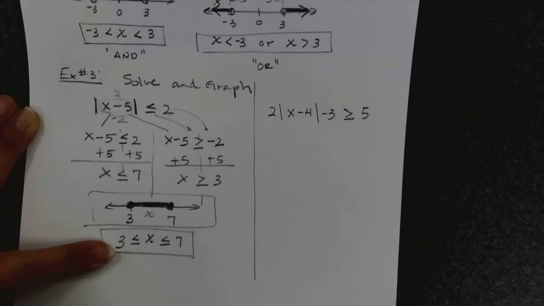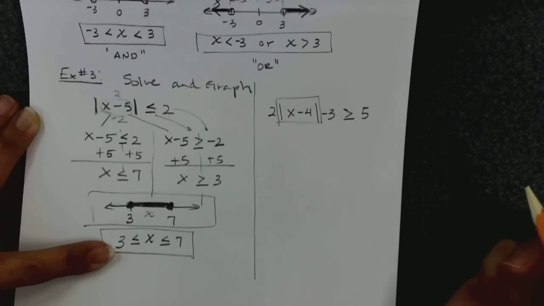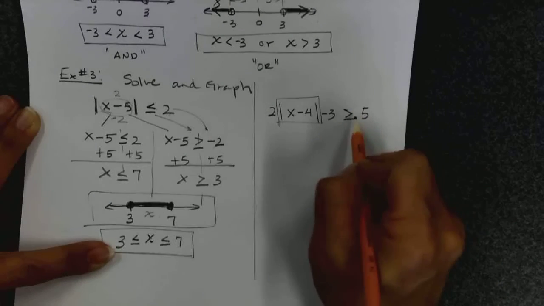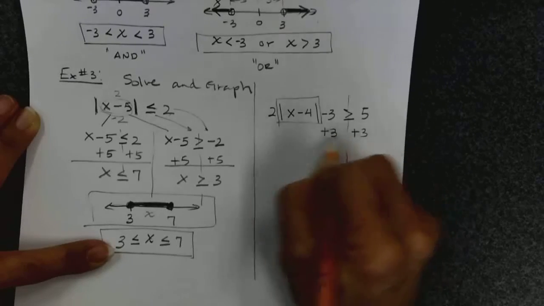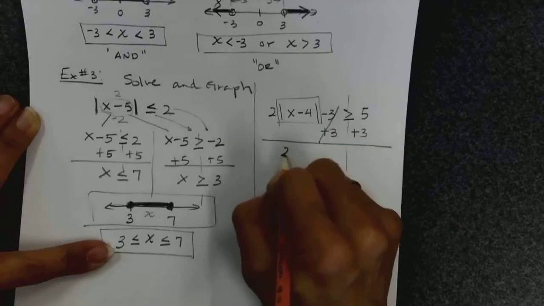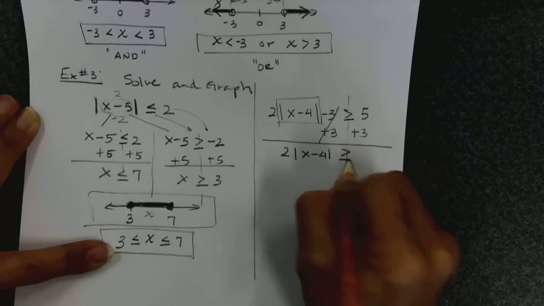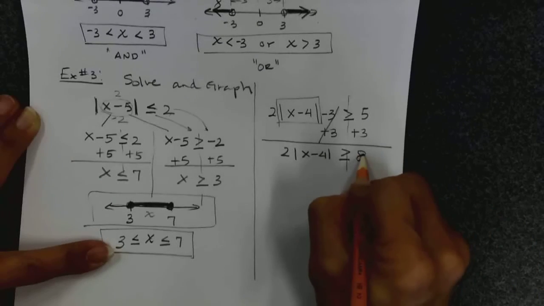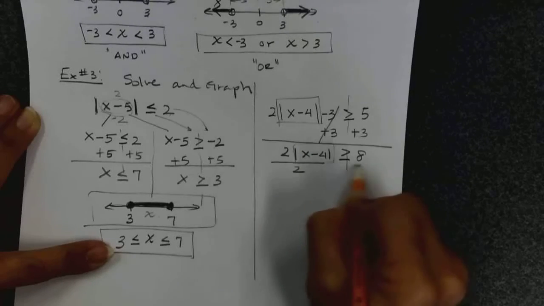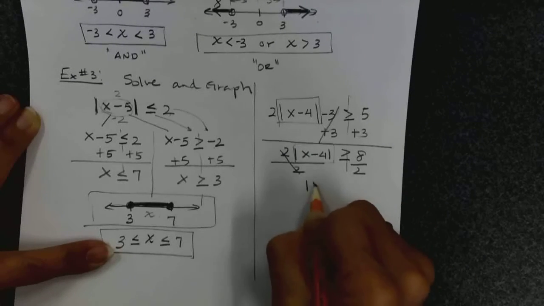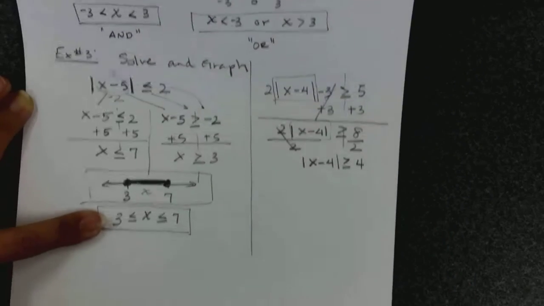So like what we did with the absolute value equations, we want to get the absolute value by itself. So what we're going to do is add 3 to both sides. And I got 2 times the absolute value of x minus 4, and that is greater than or equal to 8. And then to get this by itself, this is multiplying, so I got to divide by 2. So then I got absolute value of x minus 4 is greater than or equal to 4.